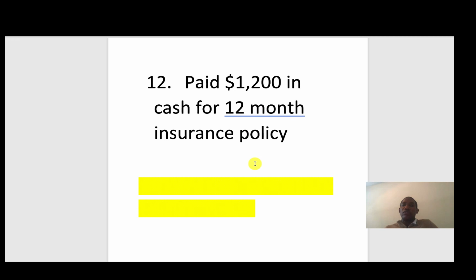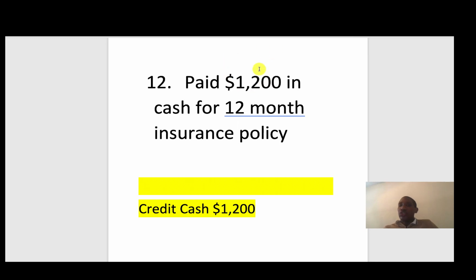Okay, let's look at number 12. You paid $1,200. Again, you see this with cash. If you paid it, cash is going down. It's a credit to cash. So I'm going to credit cash for this amount. Now, this is a new account. You paid $1,200 in cash for a 12-month insurance policy. So you're paying $1,200 in cash for 12 months' worth of insurance. This $1,200 is going to cover the next 12 months.